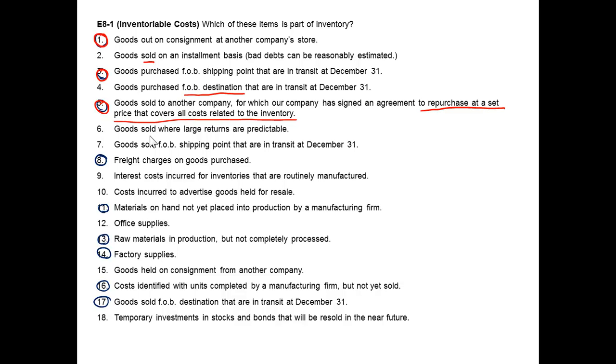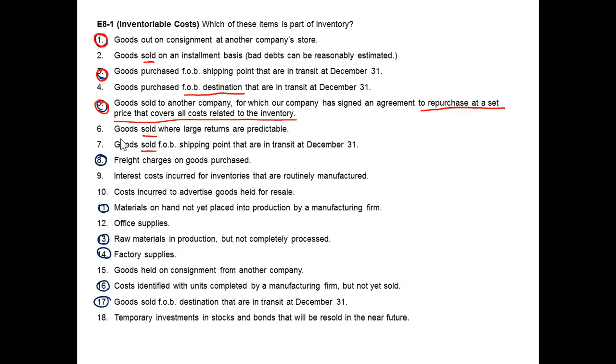Number 6, goods sold, again, if it's sold, it's part of cost of goods sold. 7, goods sold, FOB shipping point. So the title to the goods passed when they were shipped on December 31st. So in 7, it's part of cost of goods sold.